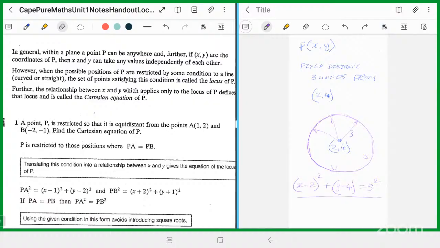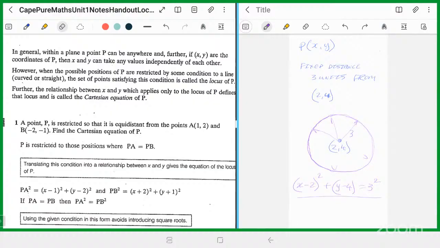Now, how could I prove that this is a locus if I didn't know it was a circle of center (2, 4), and I didn't know the equation of a circle given the center and radius? Suppose I didn't know that. You could still work it out, because all you'd have to do is apply a coordinate geometry strategy. A locus really is an application of coordinate geometry. It's a topic where we're applying coordinate geometry knowledge and techniques.